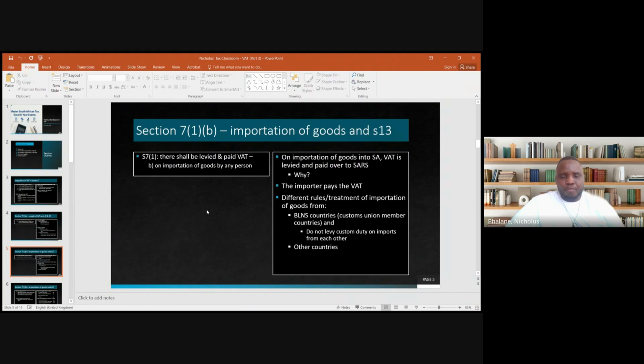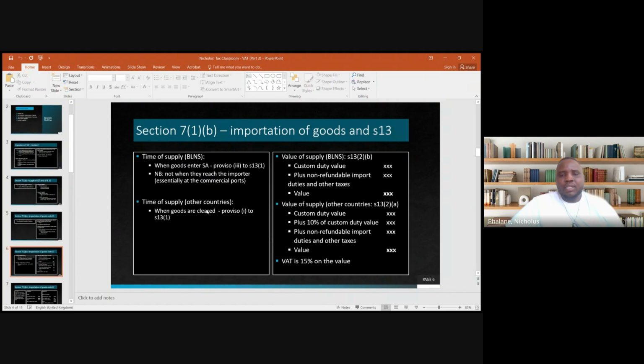So if South African residents import from these four countries, there is a certain way that you calculate the VAT. And if they import from countries other than these customs union member countries, there is a different way of calculating the VAT, right? So there is no levy of customs duty on imports from BLNS. And why is that? This is simply to encourage trade amongst these countries. All right.